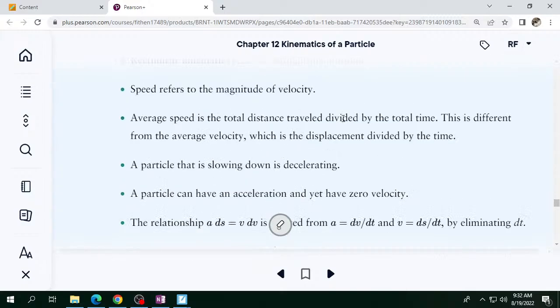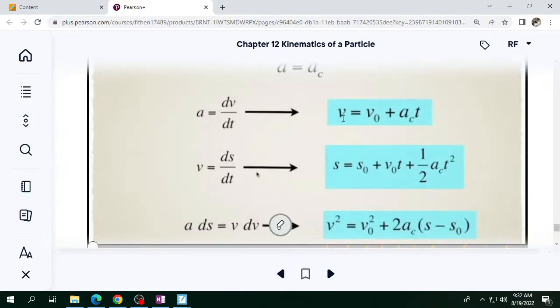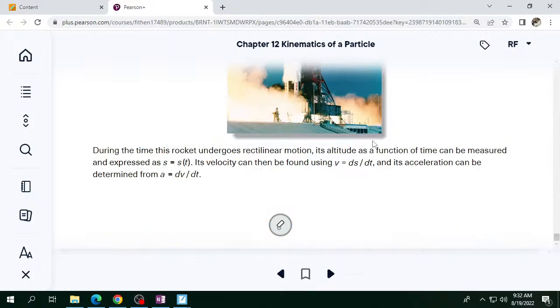Now let's see. And he goes on, and I think that's pretty much it. There's a video, you can watch that later.